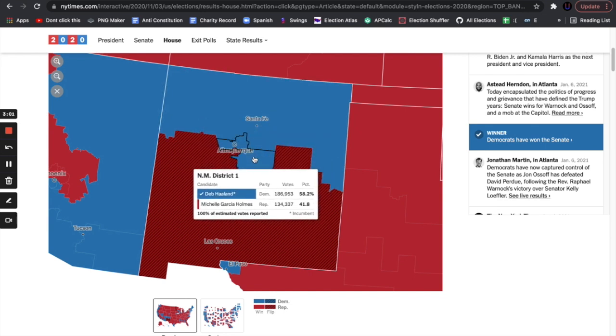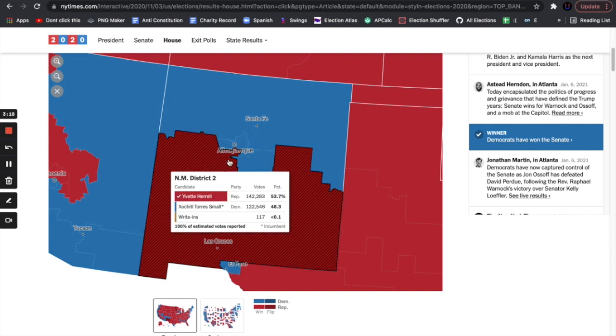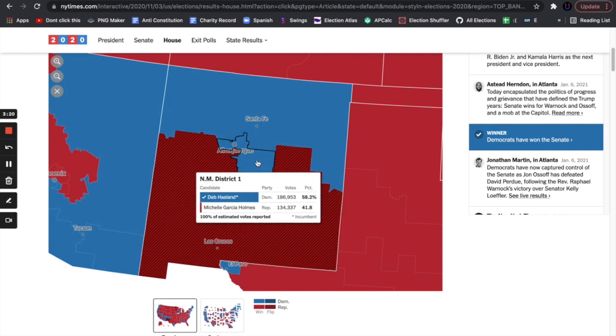Now, the other district in New Mexico represented by a Democrat is Deb Haaland's former district. She won by 16 against Michelle Garcia Holmes. Garcia Holmes was a pretty good candidate, and she won. She ran a little bit behind Biden, though. Biden won the district by 23. She won by 16. And this district is a D+7 seat, according to Cook PVI, so she still overperformed. She should have won it by 11. She won by 16. Biden won by 23.